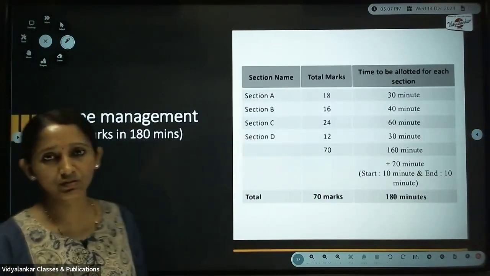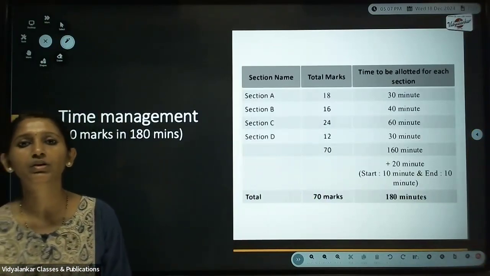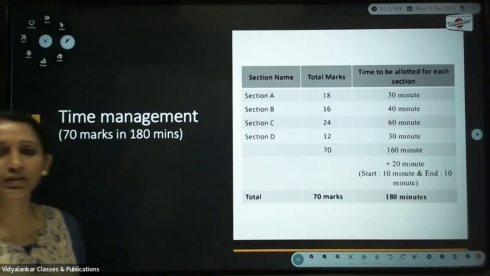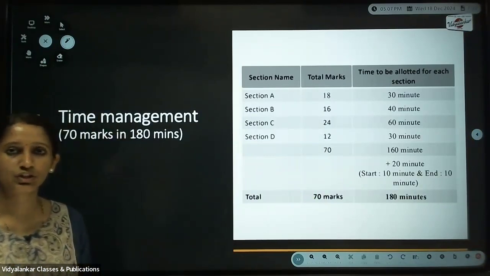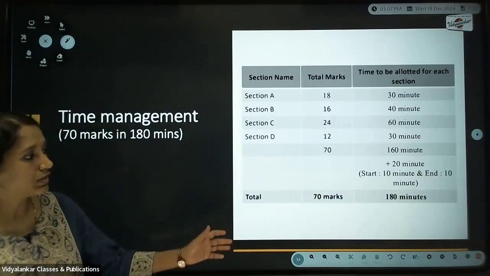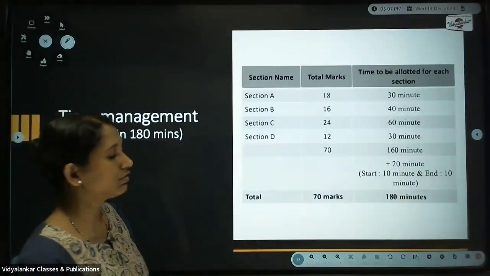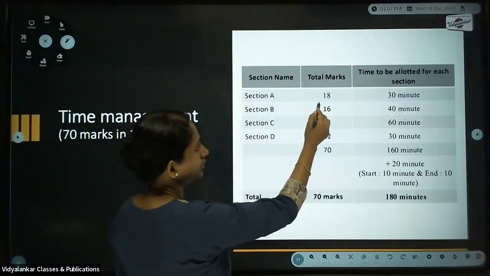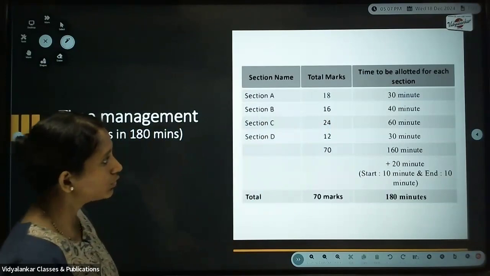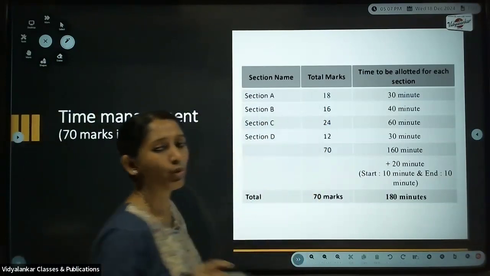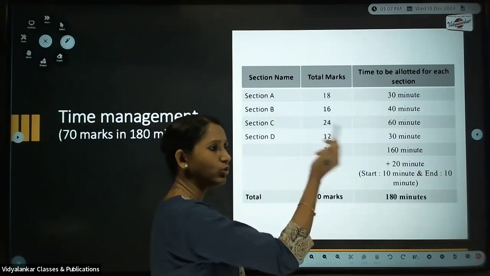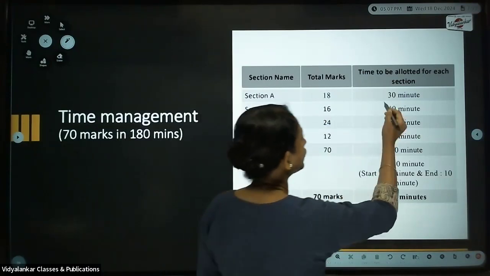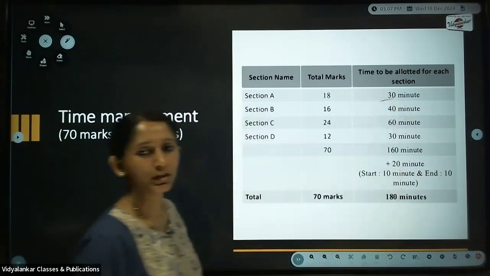Fine. So, as we discussed, there are 4 sections in our question paper: section A, B, C, D. Our paper is of 70 marks and the total time duration is 3 hours. How you are going to distribute that time is mentioned on this slide. Section A, as we said, is question number 1 and question number 2, total 18 questions, 1 mark each. If you take maximum 1 or 2 minutes for each question, you are expected to finish the section in 30 minutes.